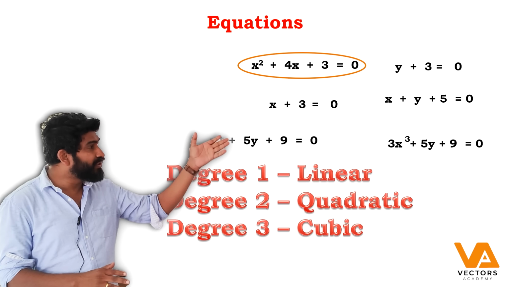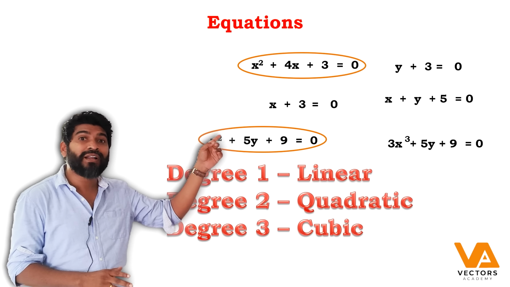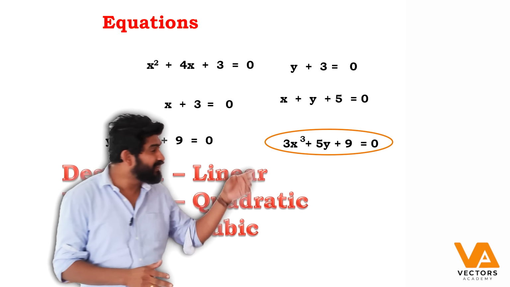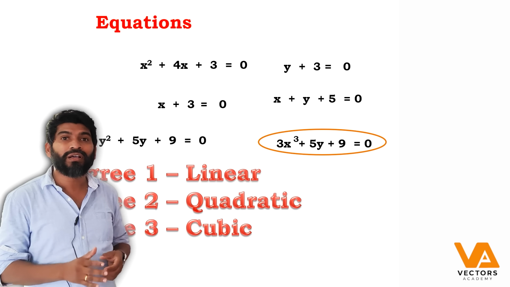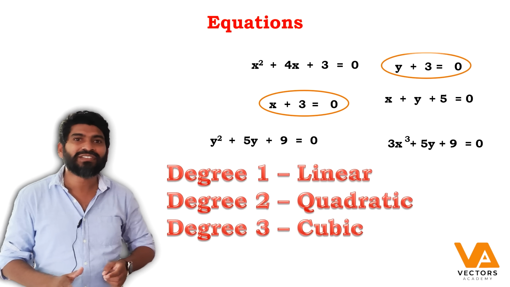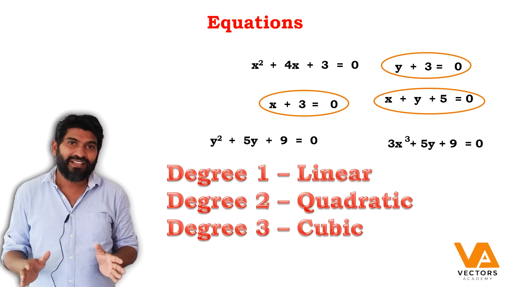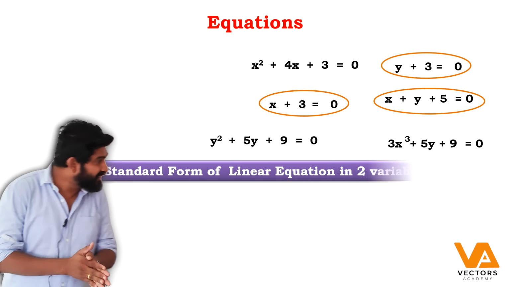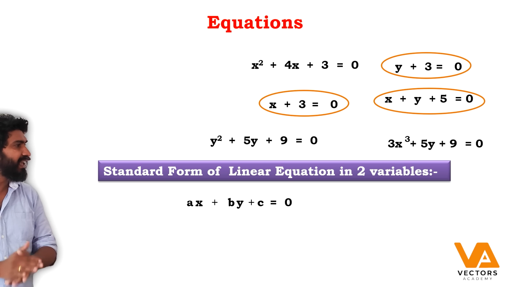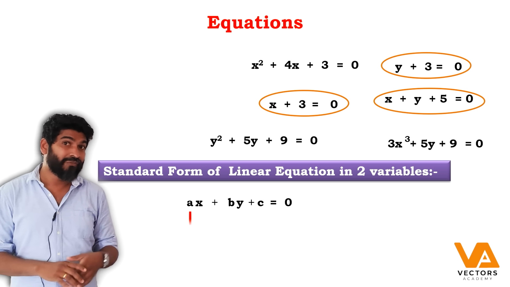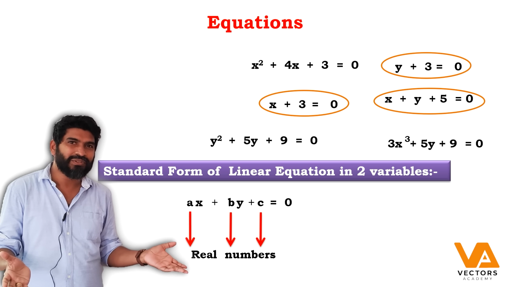Now, these equations have a highest power of 2, right? So these are quadratic equations, whereas this equation has the highest power 3, so it is a cubic equation, whereas the other equations have the highest power as 1, hence they are called linear equations. Now the standard form of a linear equation is ax plus by plus c is equal to 0, where a, b and c are any real numbers.